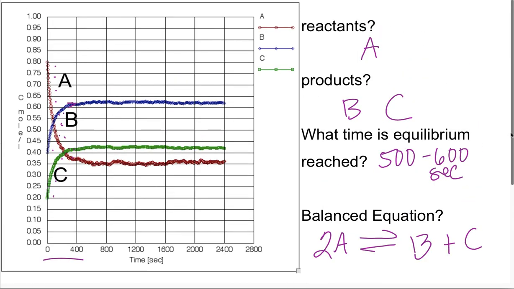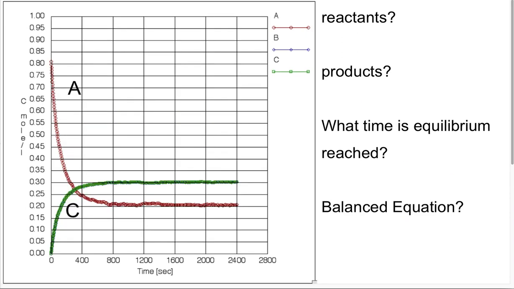All right, next up, one last one. What time do we get to equilibrium? Yeah, I'm going with 800 seconds. And what would my balanced equation be? I'll let y'all count.